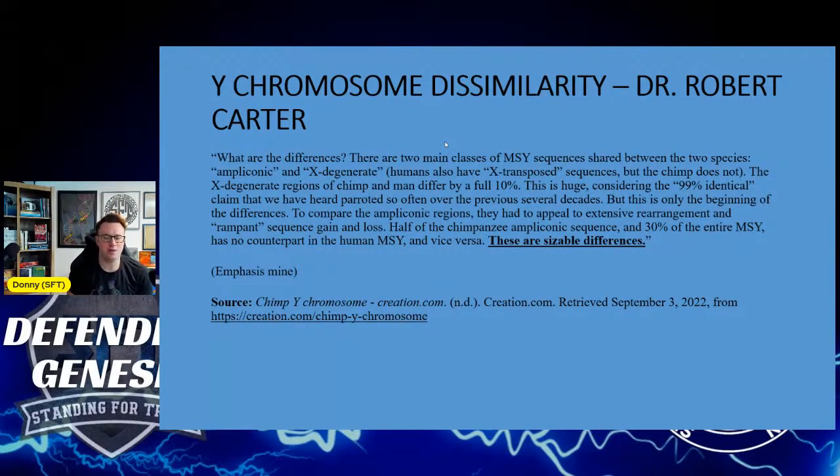The X-degenerate regions of chimp and man differ by a full 10%. This is huge, considering the 99% identical claim that we have heard parroted so often over the previous several decades. But this is only the beginning of the differences. To compare the ampliconic regions, they had to appeal to extensive rearrangement and rampant sequence gain and loss. In other words, a lot of storytelling, guys. A lot of storytelling. When you ask an evolutionist to explain the incredible dissimilarity of human and chimpanzee Y chromosomes, again, 30% the same if you consider overall architecture, gene content, size differences, and the fact that the human and gorilla Y are more similar than the human is to the chimpanzee or gorilla is to the chimpanzee.